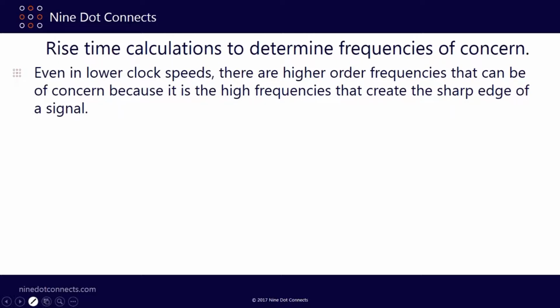Even in lower clock speeds, there are going to be higher order frequencies that can be of concern because it is the higher frequencies that create the sharp edge of a signal. It doesn't matter how long the cycle time is. If you want a sharp leading edge, you have to have high frequencies. That's one of the things that people don't understand when they're new to high-speed design, that it's a two-prong approach. It's high-frequency clocks, but it's also fast rise time signals, even on slow clocks.